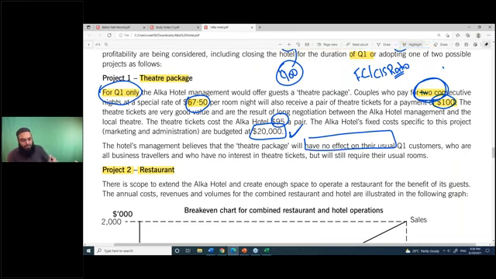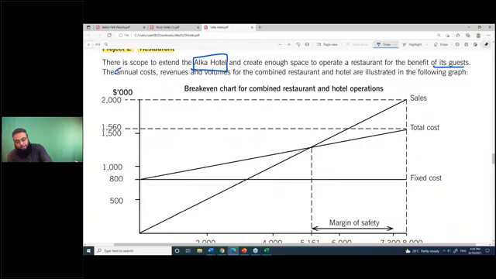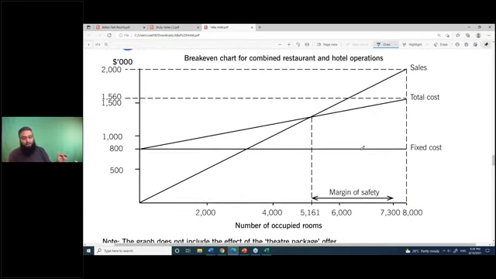So there is a scope to extend the Elka Hotel and create enough space to operate a restaurant for the benefit of its guests. Okay, so now they are planning to open up a restaurant here as well. The annual, see, this is the annual one. Cost, revenue, volumes for the combined restaurant and hotel are illustrated in the following graph. As an example, they have given you as an example.